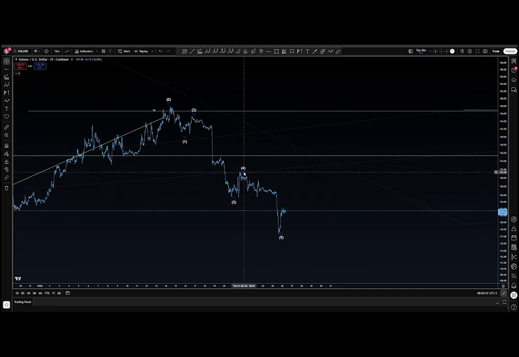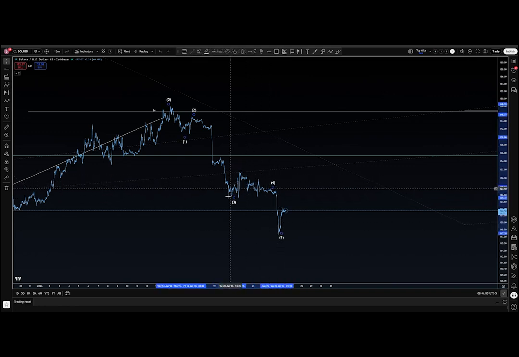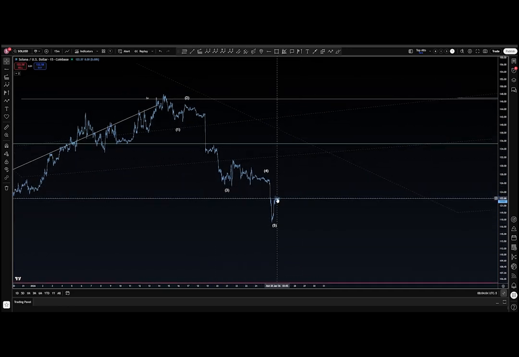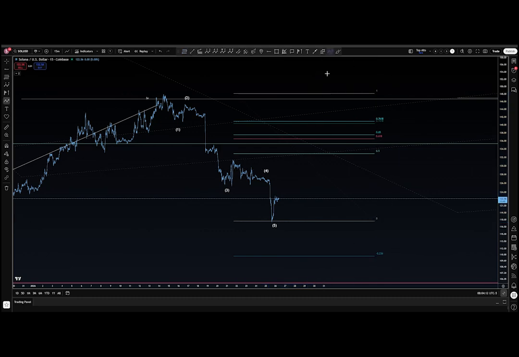Now, where is this going out here? Potentially as a triangle, we'll see. Still a very strong indication this is a 1 or an A off this low, giving you that 3/C opportunity. We expect it to be a C, right? So then something along these lines, and then you would continue down for that third to make that final low.